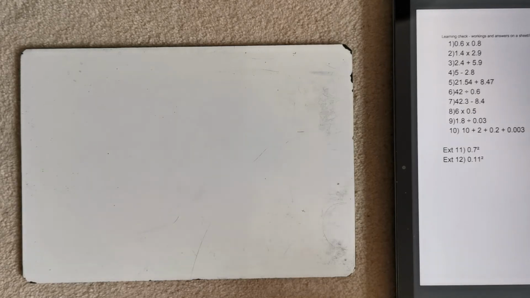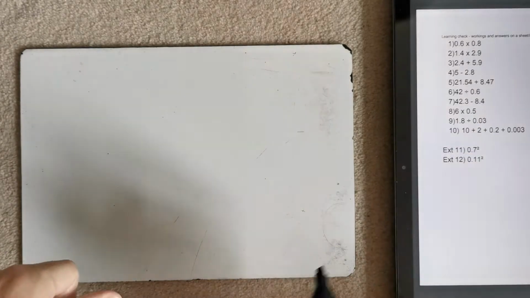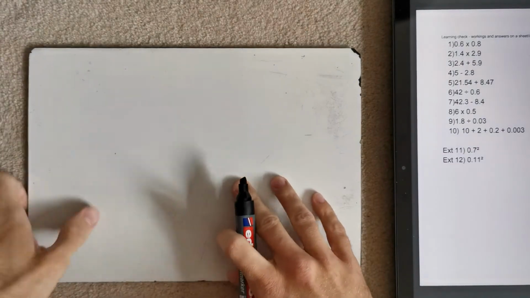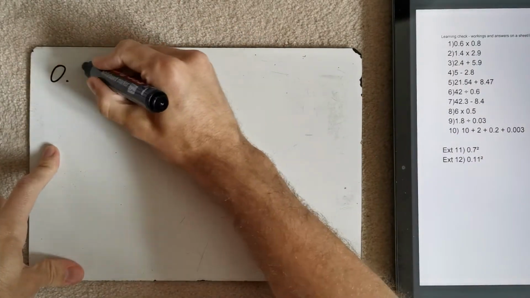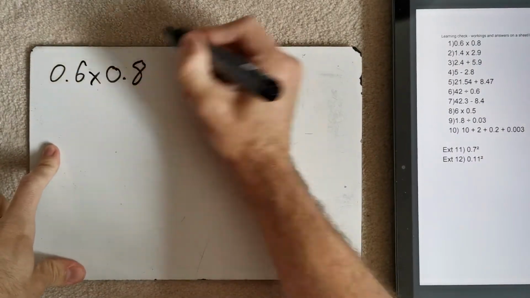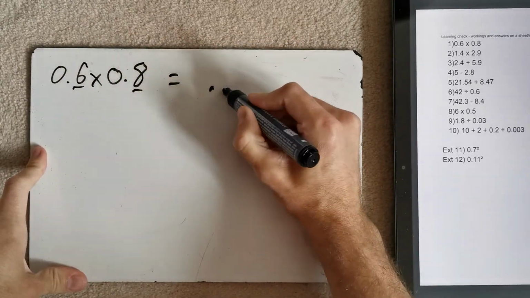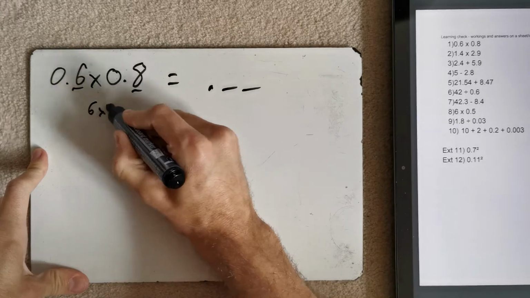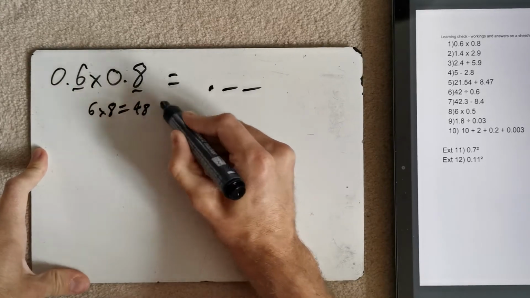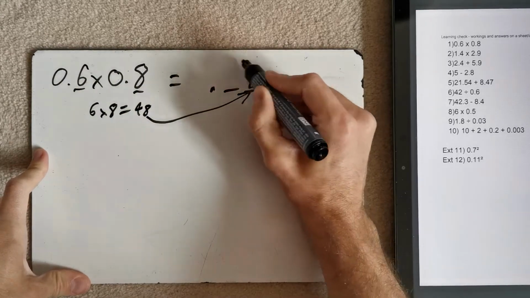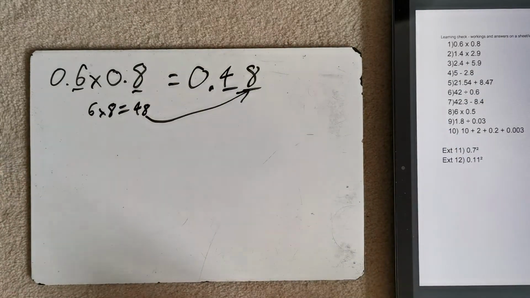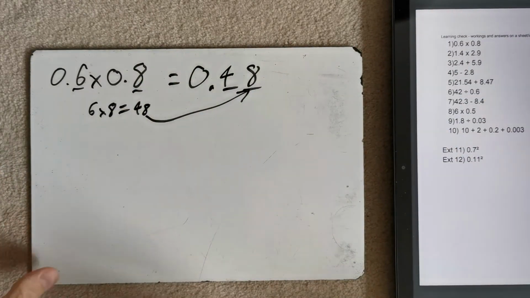Okay, so just going to quickly go through the answers to this little learning check here. First of all, it starts off with 0.6 times 0.8. Two decimal places in the question, two in the answer. Now 6 times 8 is 48. Fill in from that end, 8 goes there, 4 goes there. Fill in the blank with a 0. Okay, that's the first one.